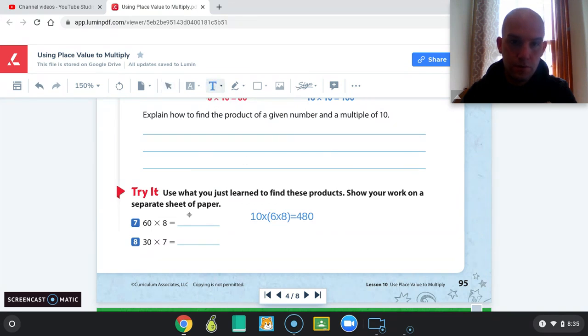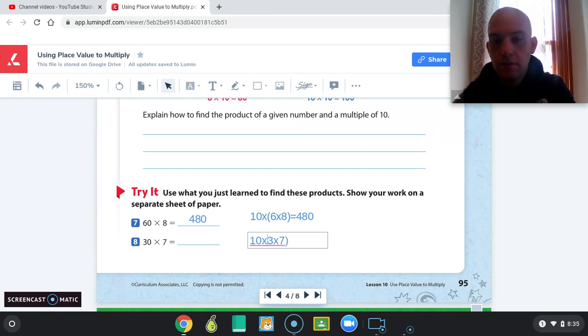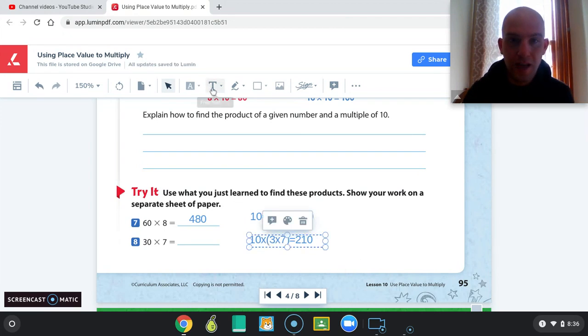So we put 480, and then we have 30 times 7. So we'll do the same thing here for 30 times 7. We'll do 10 times 3 times 7. And then 3 times 7, again, we can do a number of different ways. We should have gotten 21 for 3 times 7. And then when we multiply by 10, we add a 0, and we have 210.